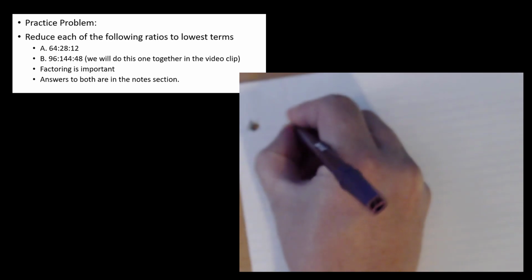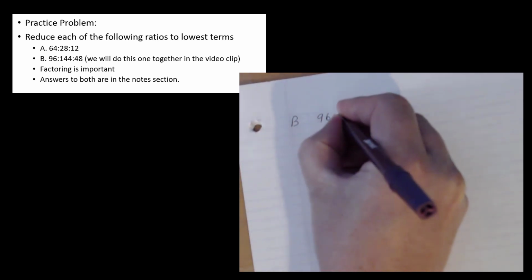Question B here. We have the ratio 96 to 144 to 48. Now we want to reduce that, just like we're reducing a fraction. So we think, what can I divide all three numbers by? You see that all three are even. You can go, oh, divide by 2, and that's fine. We start off somewhere, and that's cool.